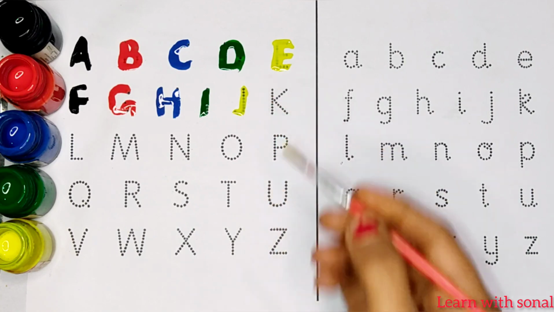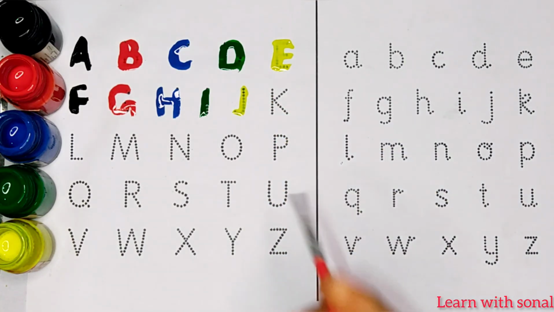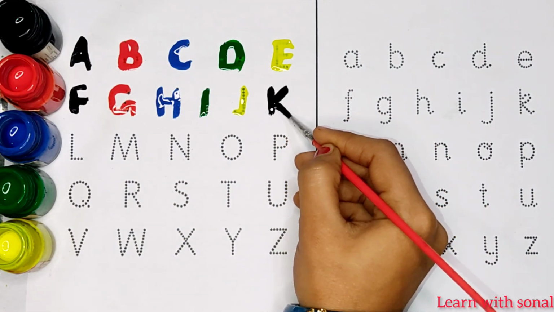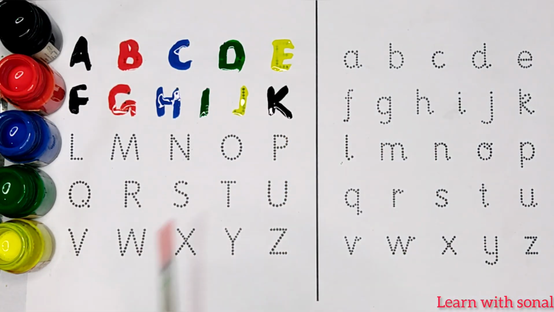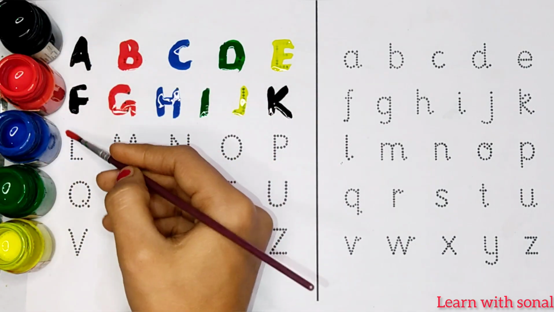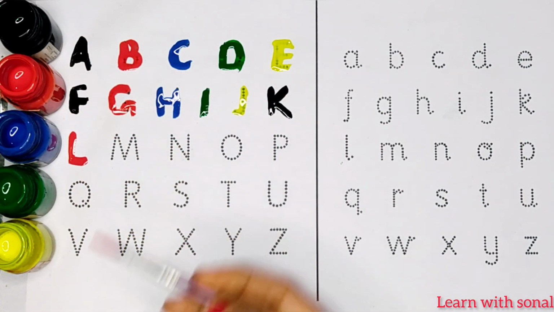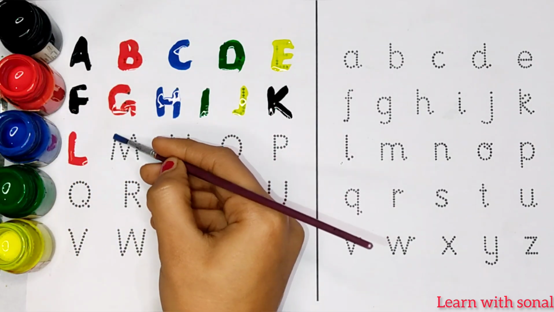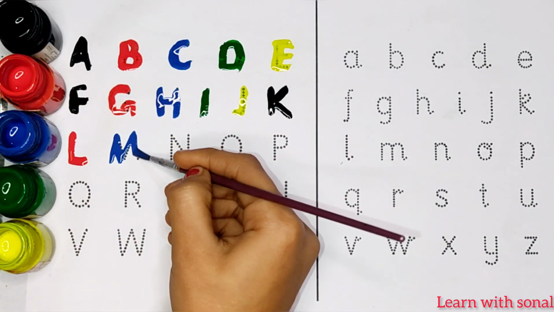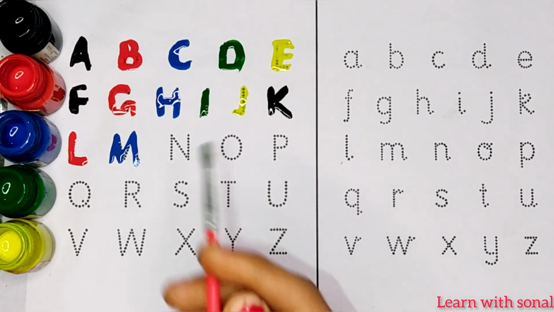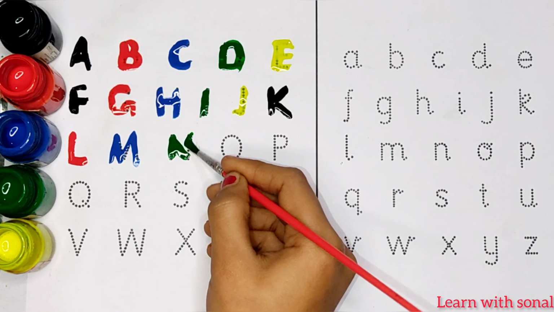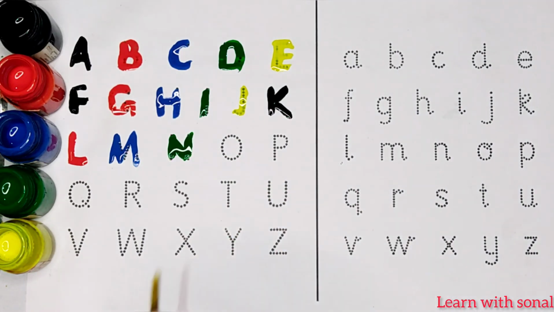J, J for jug. K, K for king. L, L for lotus. M, M for monkey. N, N for nose.